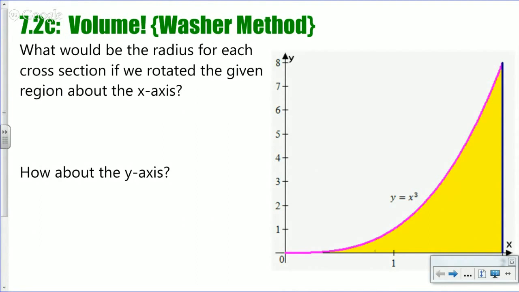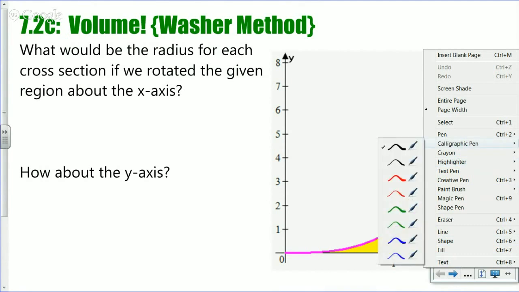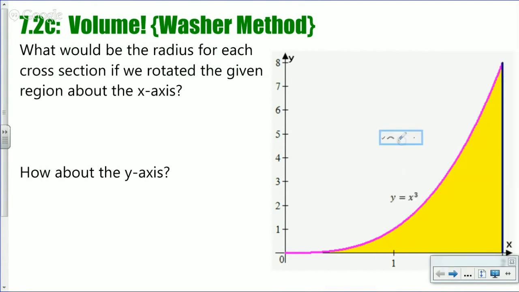I'd like for you to think about what the radius for each cross-section would be if we rotated this region about the x-axis. Okay, so if I wanted to rotate this yellow region about the x-axis, what would each radius be? Well, I could start at my axis of revolution and go up to my function, and I see that this would be a representative radius r, right? So r would be x squared. So, I'm sorry, x cubed.